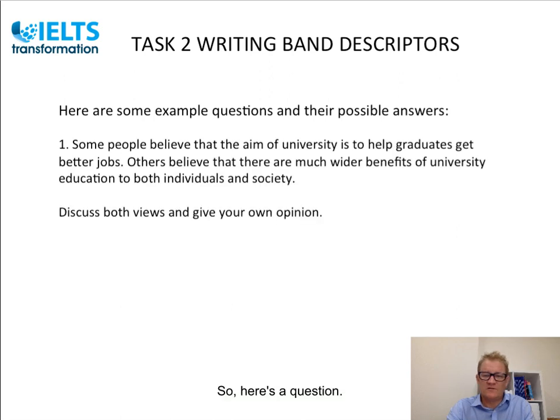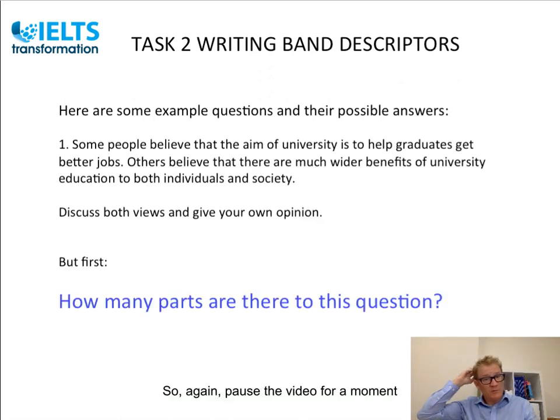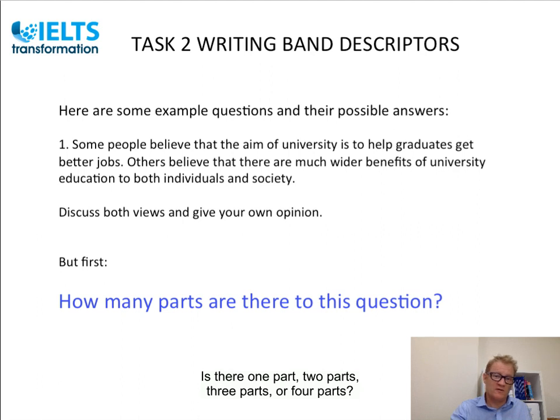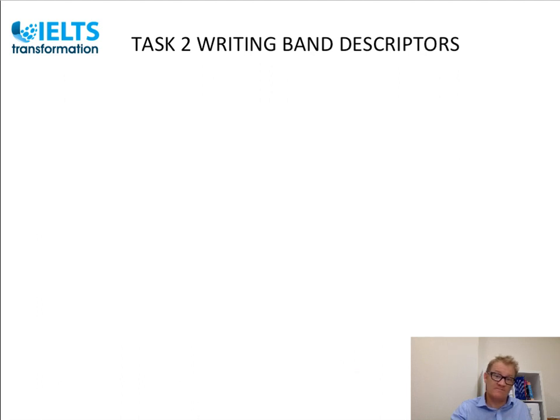So here's a question. Again, pause the video for a moment and think, how many parts are there to this question? Okay, so pause and think about it. Read the question carefully. Some people believe the aim of university is to help graduates get better jobs. Others believe that there are much wider benefits of university education to both individuals and society. Express both views and give your opinion. So, first, how many parts? Think about it. Is there one part? 2 parts? 3 parts? Or 4 parts?